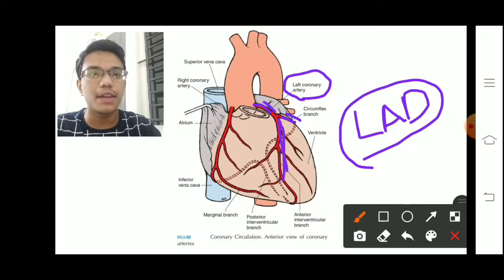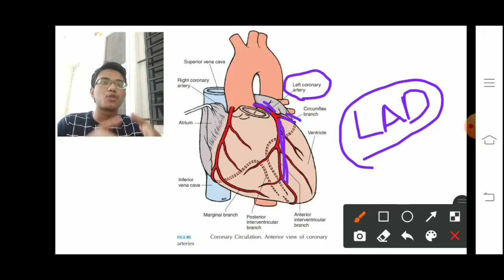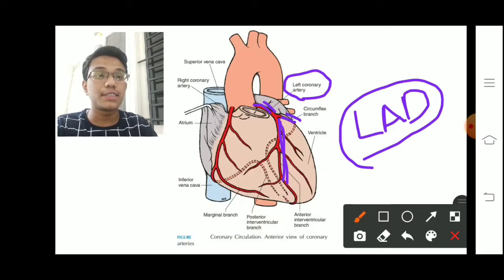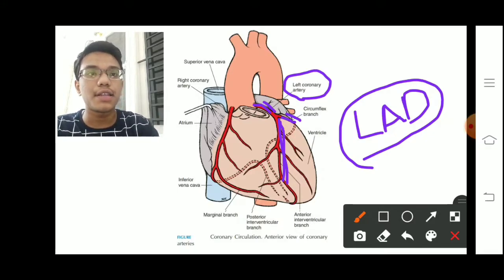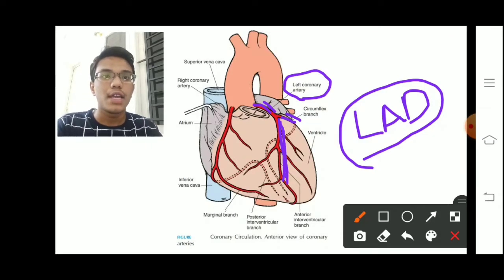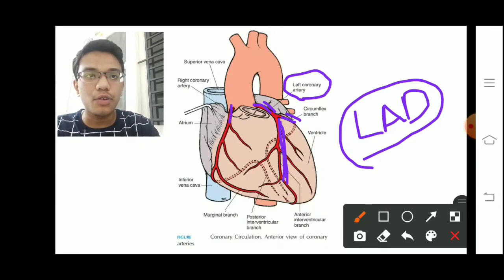It supplies the anterior part of the heart. In which groove it is running, all that anatomy I will not be discussing here. Just keep it in mind that this left anterior descending artery will supply the anterior part of the heart. Whereas, see, this is the right coronary artery. Here it is, I am marking that. So this is the right coronary artery.